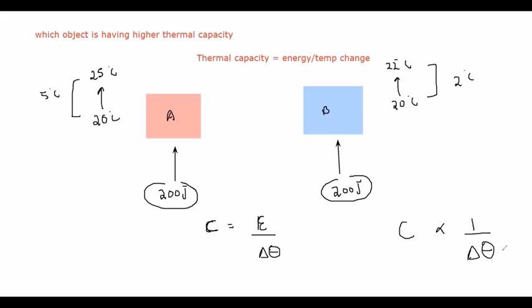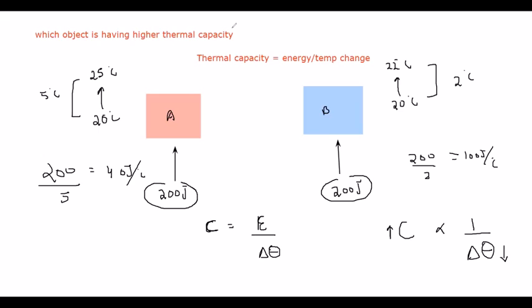So what it shows is, if we have a small change in temperature, then the object will have higher thermal capacity, because the energy is divided by a small number. So in this case, when I calculate, it will be 200 divided by 5, which is equal to 40 joules per degree centigrade. And for object B, when I calculate, that's 200 divided by 2, which is equal to 100 joules per degree centigrade.